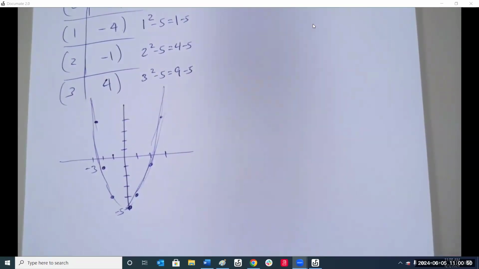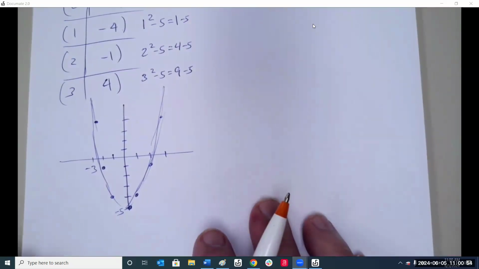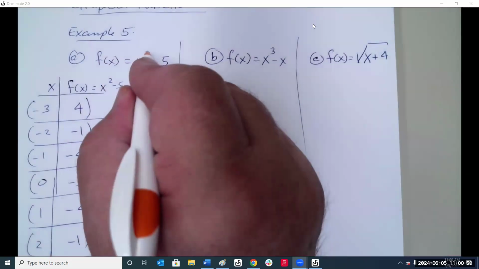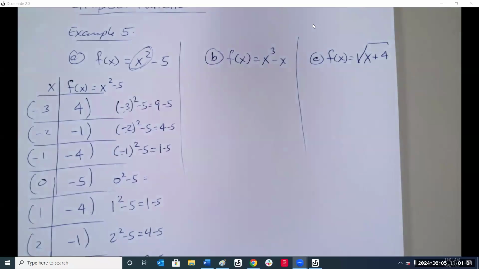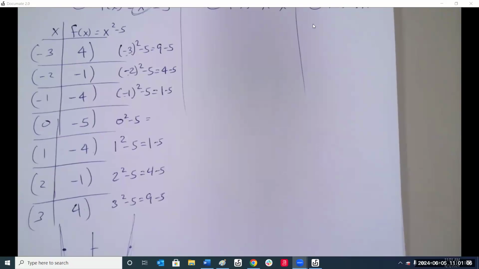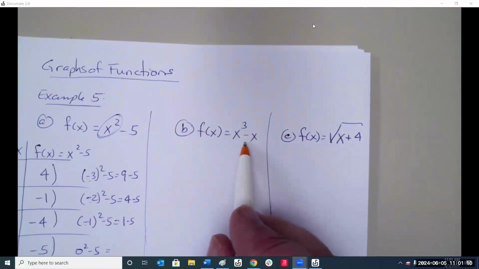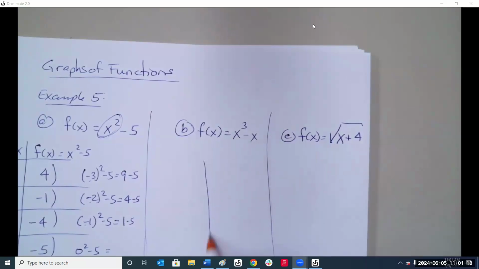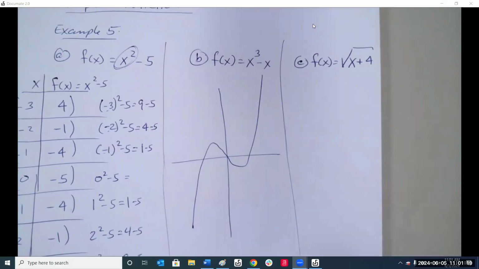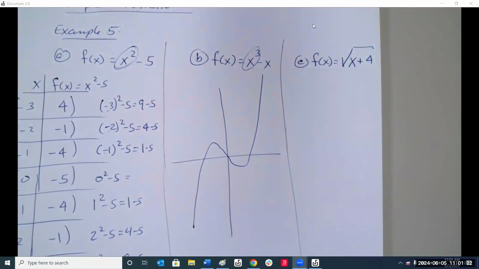And later on in this chapter, when I talk to you about the library of functions, we knew that the graph was going to look this way, because that's the graph of x squared, a parabola. Do the same thing here. What you're going to see is a graph like that, because that's the cubic graph.